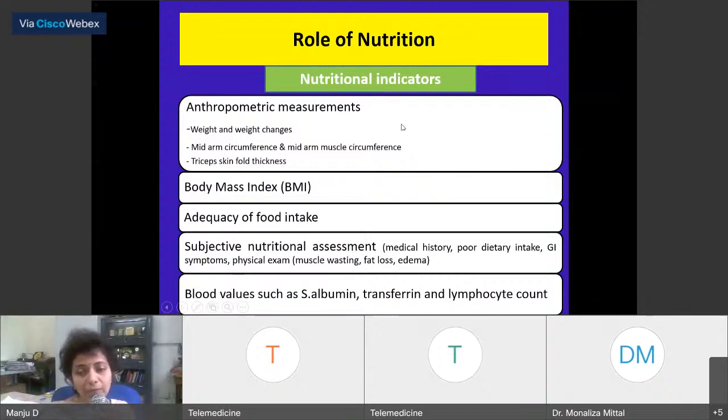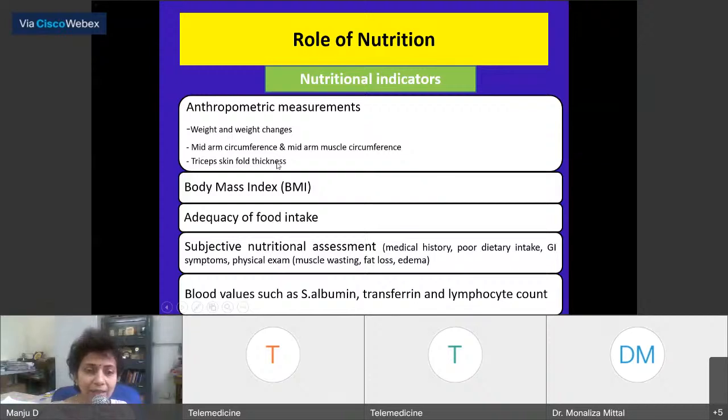And when we talk about some of the nutritional indicators, the first one, common to all of us, is that we take weight as an anthropometric measurement. But when the patient is on bed, though there are measures to check the weight of bedridden patients, they are not available in many places. Checking weight becomes very difficult. So we can check other anthropometric measurements such as mid-arm circumference, mid-arm muscle circumference, tricep skin fold thickness, etc.